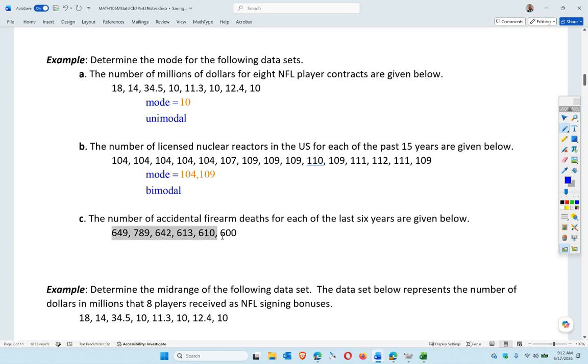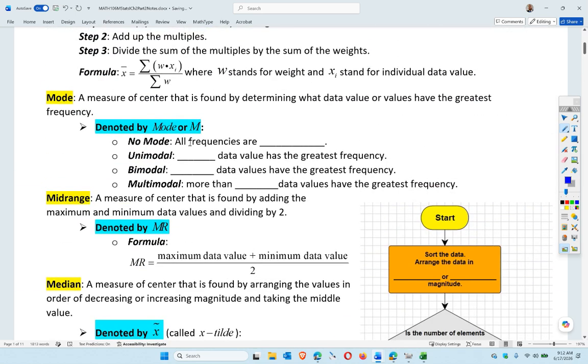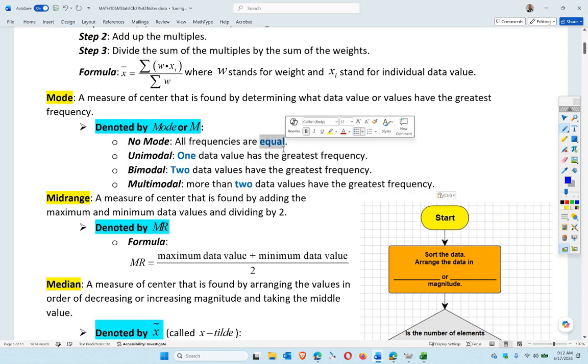Down here we have no mode because every one of these has a frequency of 1. Remember the definition: there's no mode if all the frequencies are equal. Right, because we filled these in. If they're all equal, you have no mode.